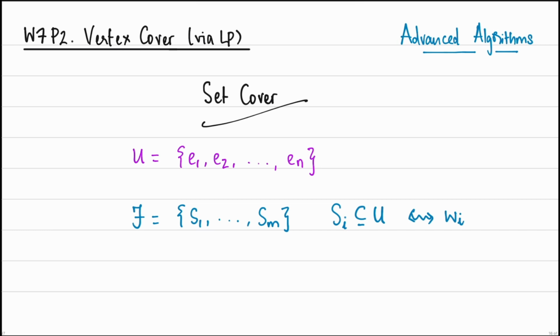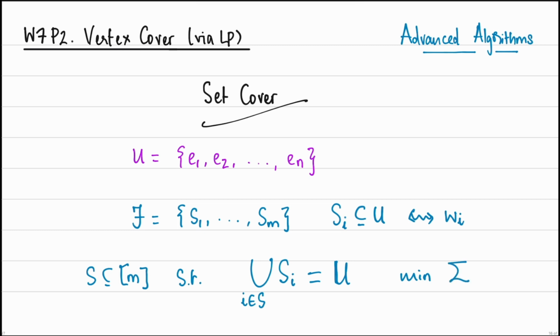What do I mean by this? Well, I'm looking for a subset of, let's say, 1 through M, such that if I were to take the union of the sets that belong to the chosen subset, then I get back the universe. So every element in the universe belongs to at least one of the chosen sets. And I want this collection to be such that I minimize the weight of the sets that are chosen. So the total weight of the chosen sets should be as small as possible. So this is the minimum weight set cover problem.